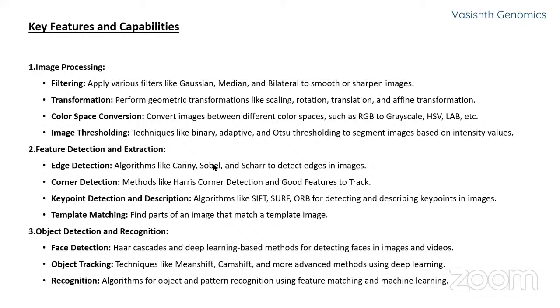And then you have object detection and recognition. Face detection: Haar cascades and deep learning based methods for detecting faces in images and videos. Object tracking techniques like mean shift, cam shift, and more advanced methods used in deep learning. Recognition: algorithms for object and pattern recognition using feature mapping and machine learning.